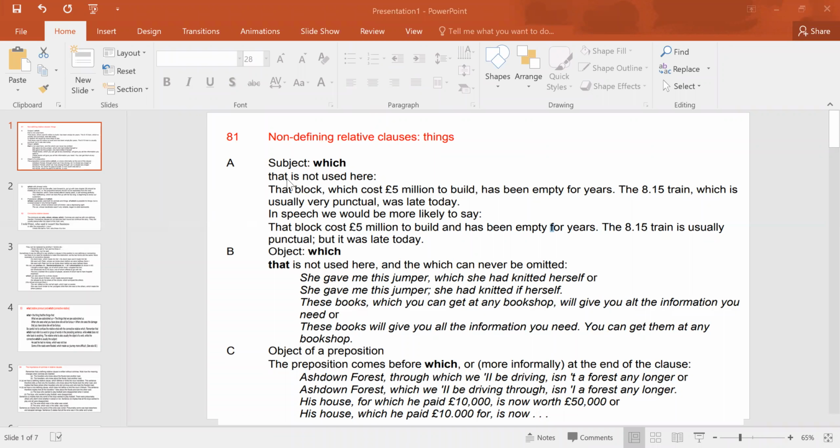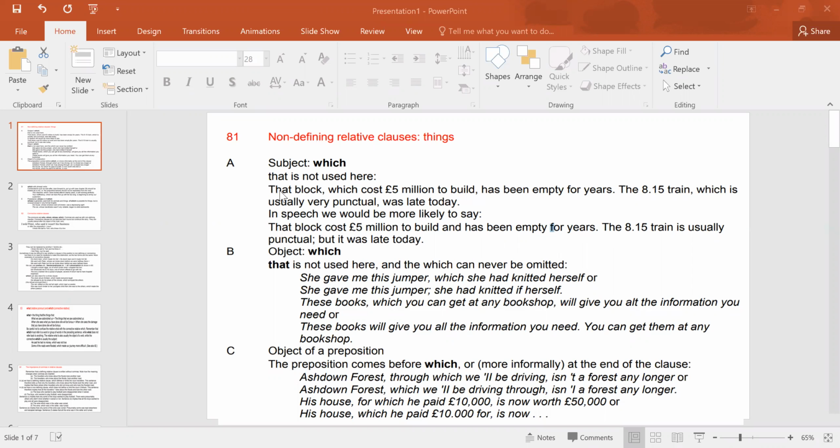We use which as subject, and as object we can also use which, and we can also use this non-defining relative clause as the object of a preposition. Here we see that "that" is not used. First of all, for example: that block, which cost 5 million pounds to build, has been empty for years. The 8:15 train, which is usually very punctual, was late today.